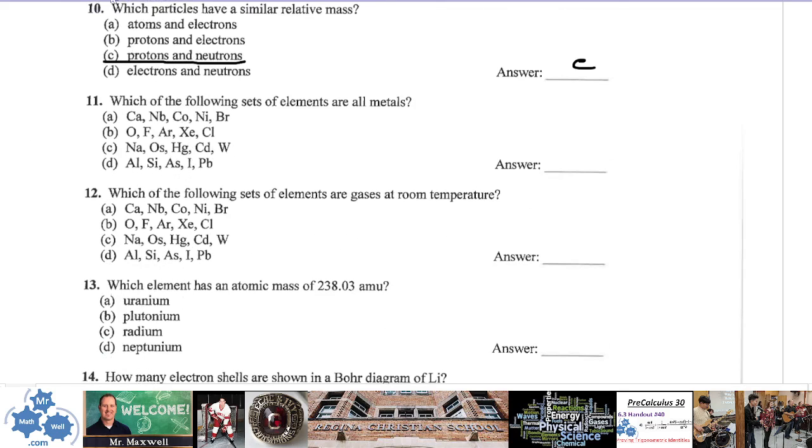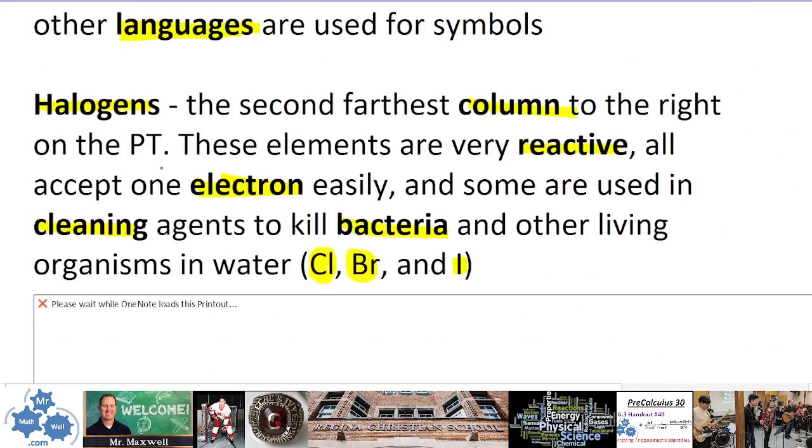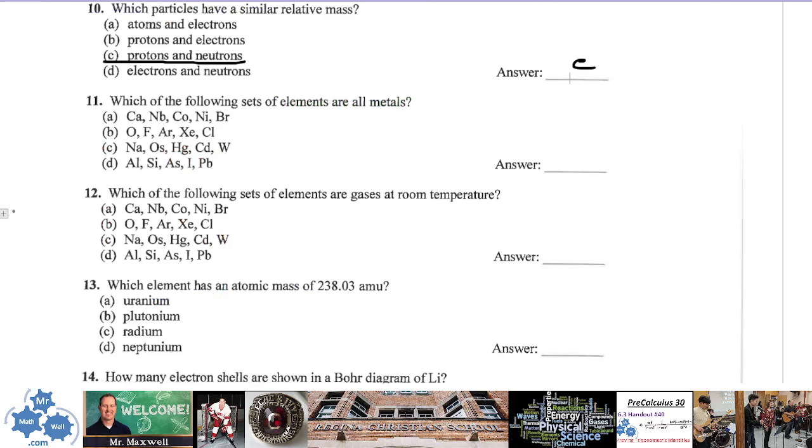Which of the following sets of elements are metals? C. So you want to think back to the periodic table. So in the left or the middle part of the periodic table. So which one did you say? C? C is correct. Yay! Isn't that science fun?